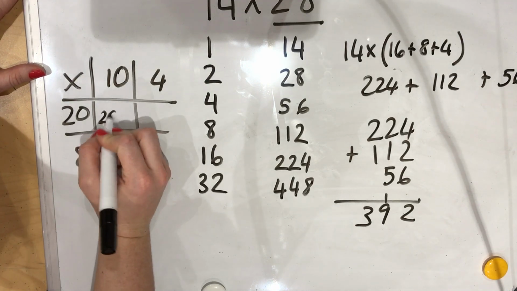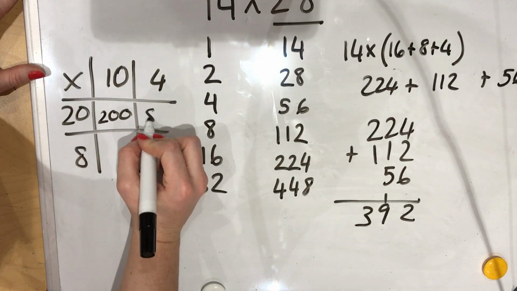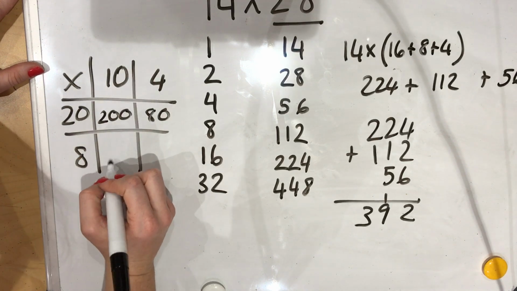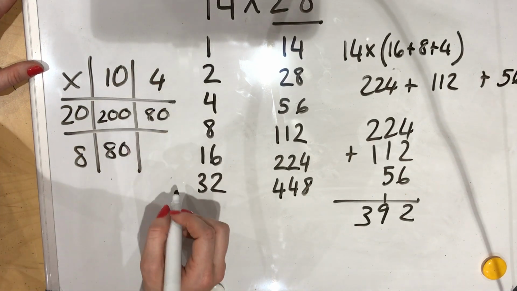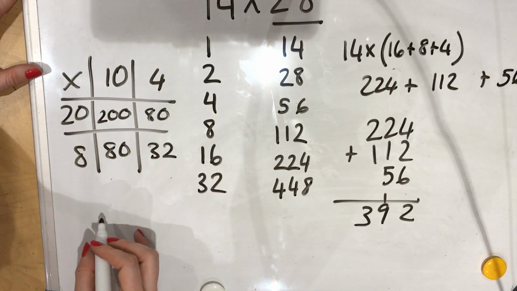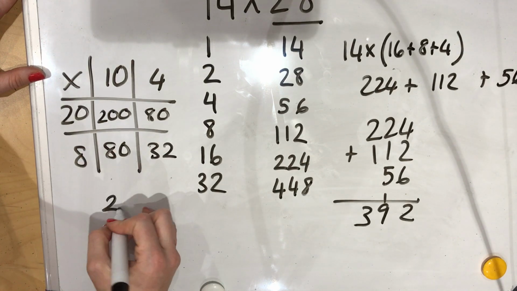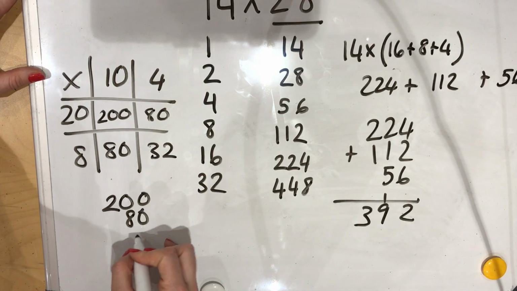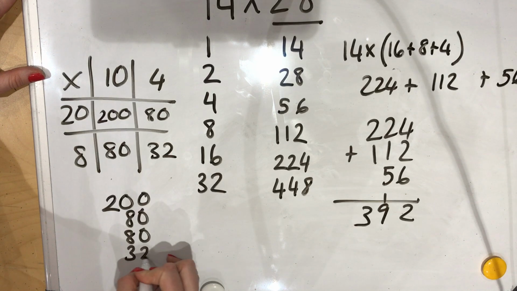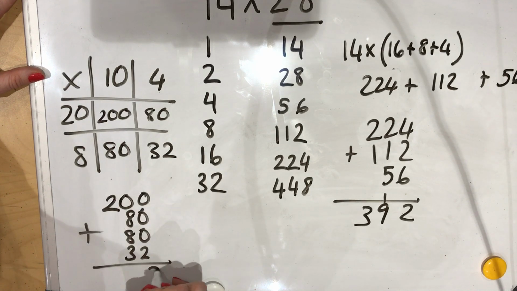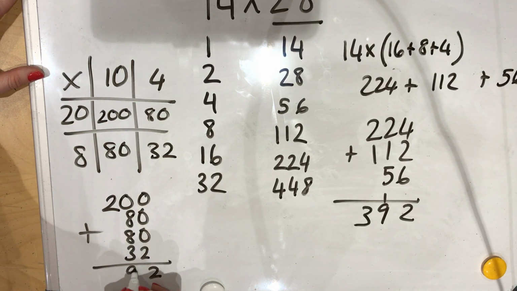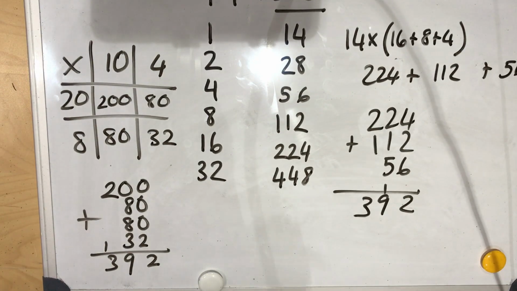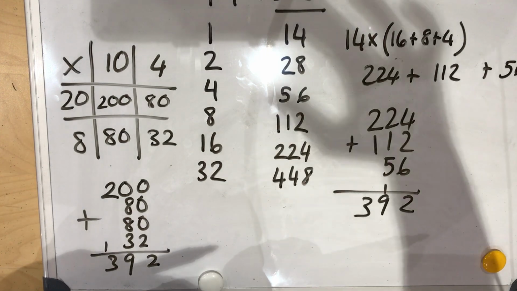20 multiplied by 10 is 200, 20 by 4 is 80, 10 by 8 is 80, 8 by 4 is 32. Then I add these up, 200 plus 80 plus 80 plus 32. That'll leave me with 2, 8, 16, 19, carry the 1, 392. If you got stuck on any of those, please go back, but otherwise, well done for learning another method.